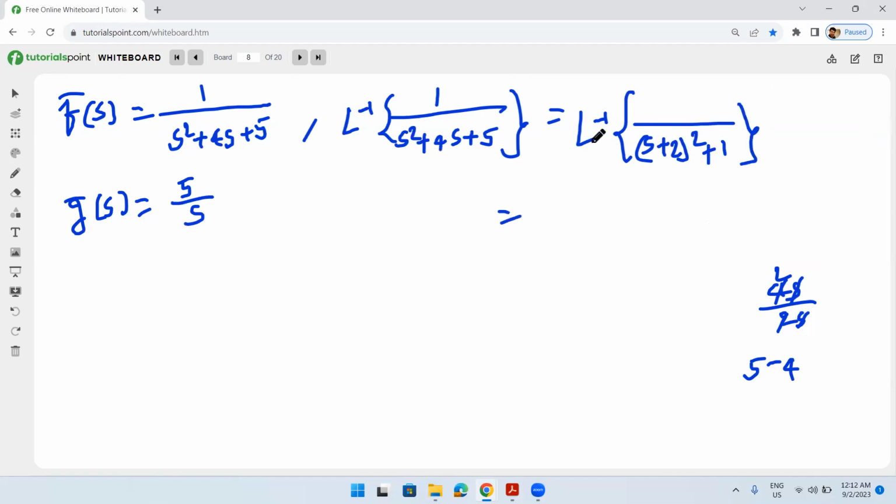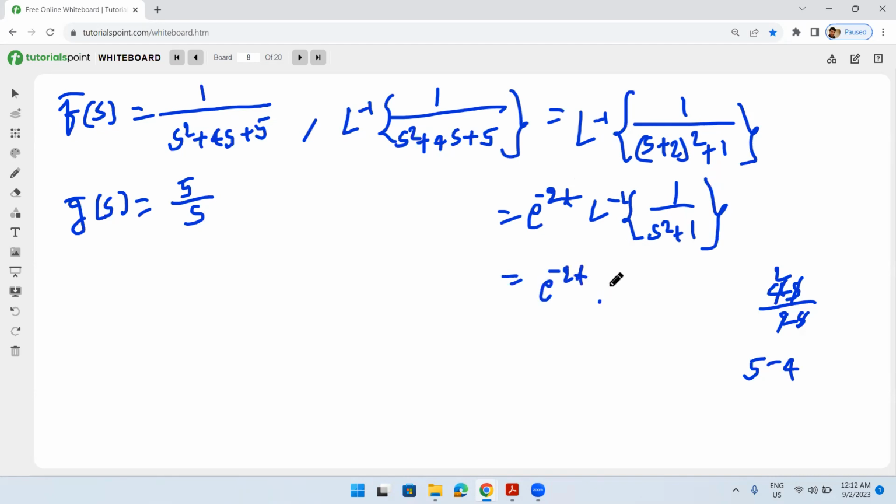And here in this case, L inverse of this one, numerator is 1. There is no s function of s here. Next, change s plus 2 to s and e power at. What is a? Minus 2 here. So e power minus 2t, L inverse of 1 by s square plus 1. What is 1 by s square plus 1? Sin t. E power minus 2t sin t.